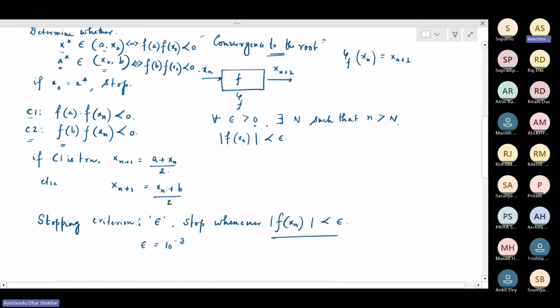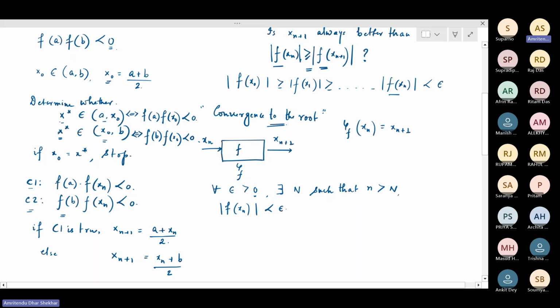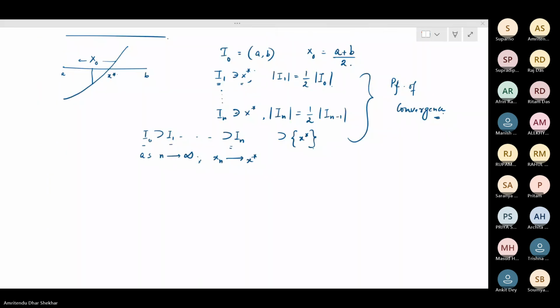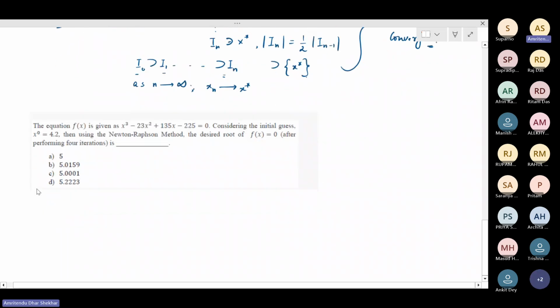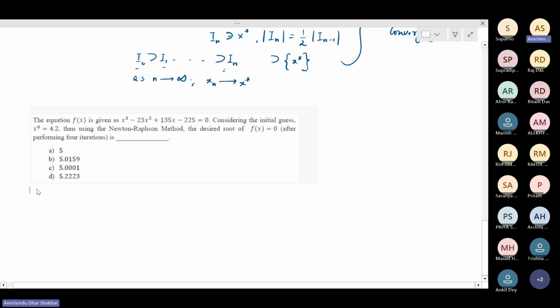Now let's look at the second root finding method. The second root finding method is the Newton-Raphson method.